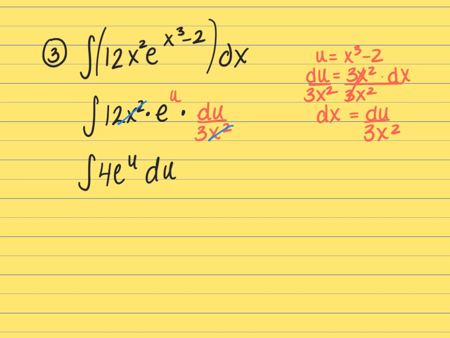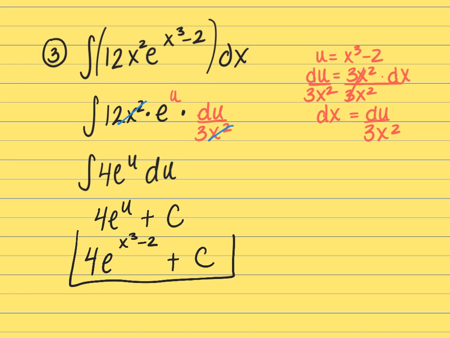And just because there's a number in front of this e doesn't change the derivative or the antiderivative. The antiderivative of 4e to the u is 4e to the u. So the final answer is 4e to the u plus c. And then just don't forget to put your x back in. And this is your final answer. Perfect.